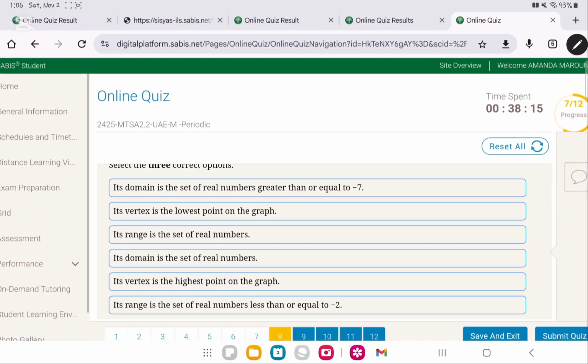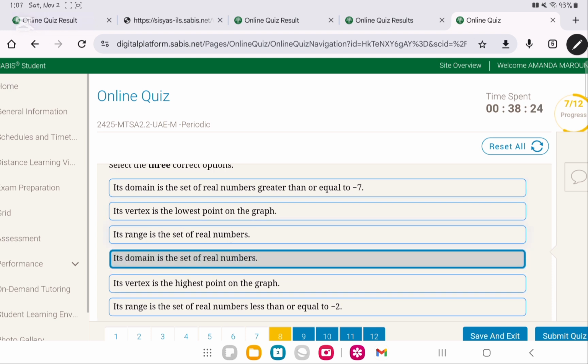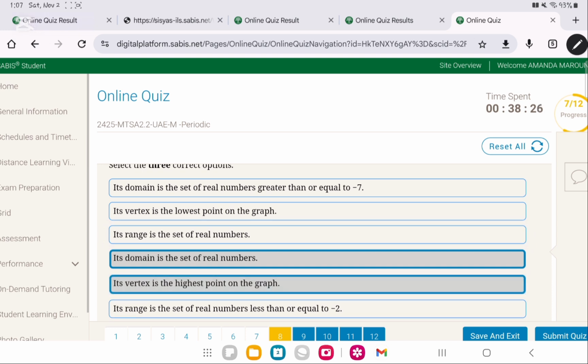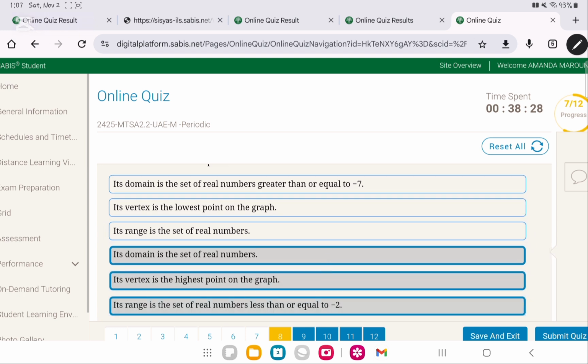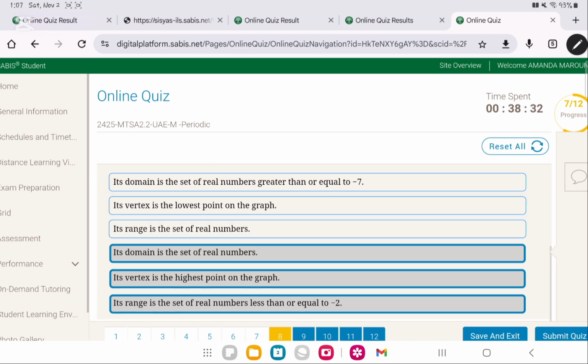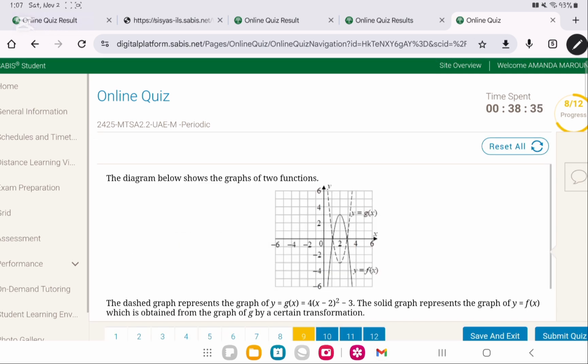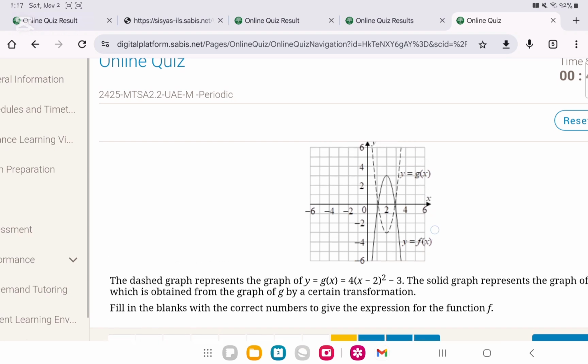They told us the domain is the set of all real numbers. No. The vertex is the lowest point. No. The range is not the set of all real numbers. No. The domain is the set of all real numbers. Correct. The vertex is the highest point on the graph. Correct. And the range is the set of all real numbers less than or equal to negative 2. This is also correct.